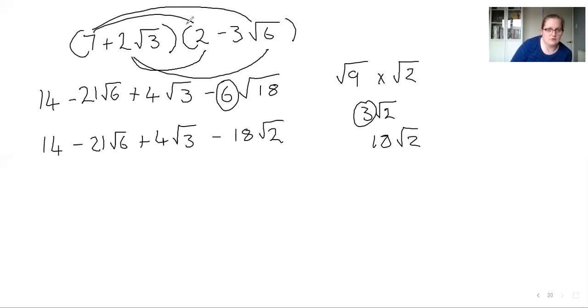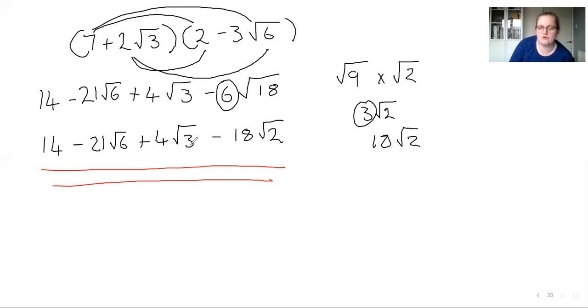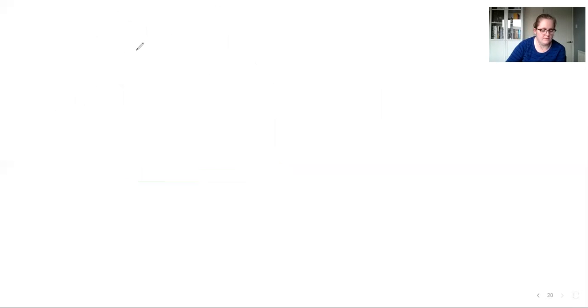And I'm going to talk it through again. We've got 14 minus 21 root 6 plus 4 root 3 minus 18 root 2. And we can't simplify that any further than what is given. The last one I'm going to do is this one.